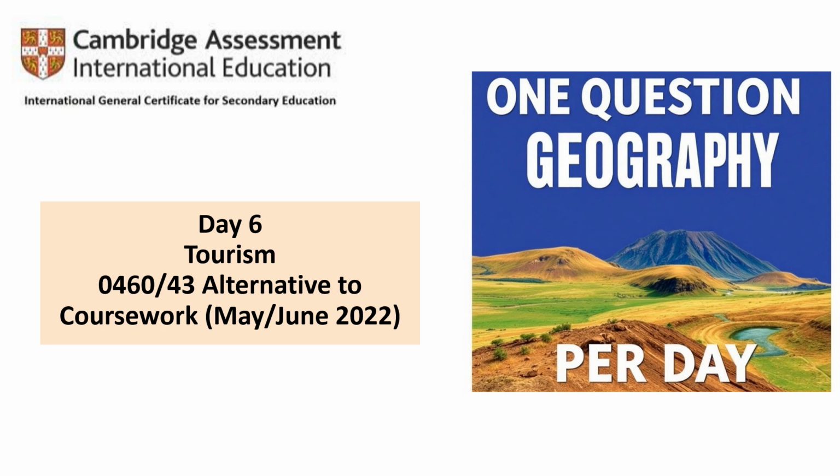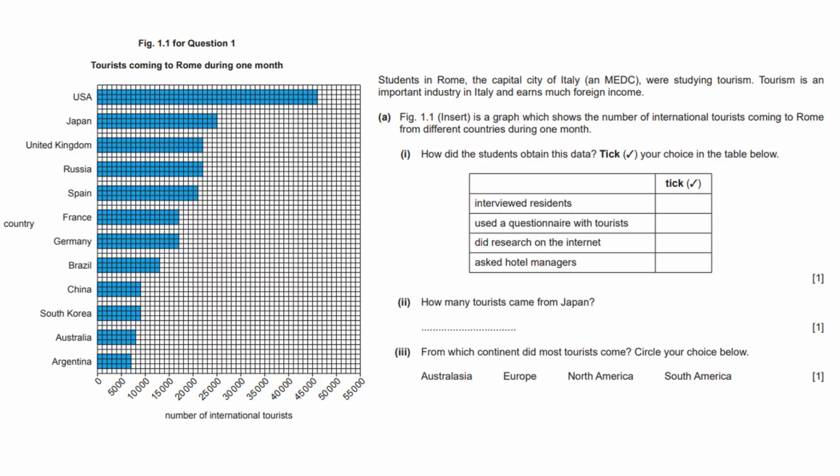You're all welcome to our day 6, one question per day, IGCSE Geography. In this day 6, we'll be looking at paper 4, alternative coursework, and we'll focus on the question that has to do with tourism.